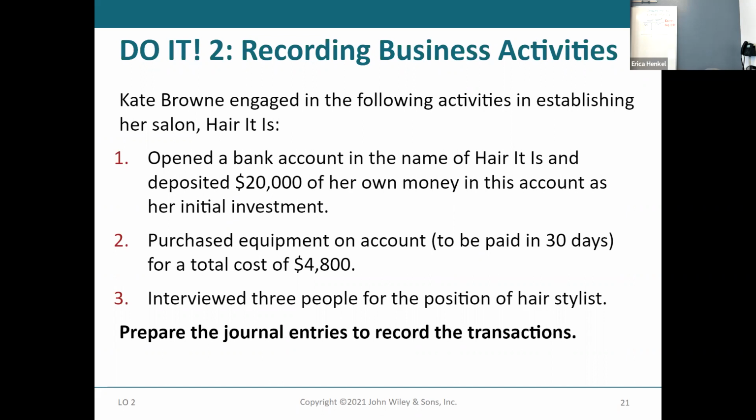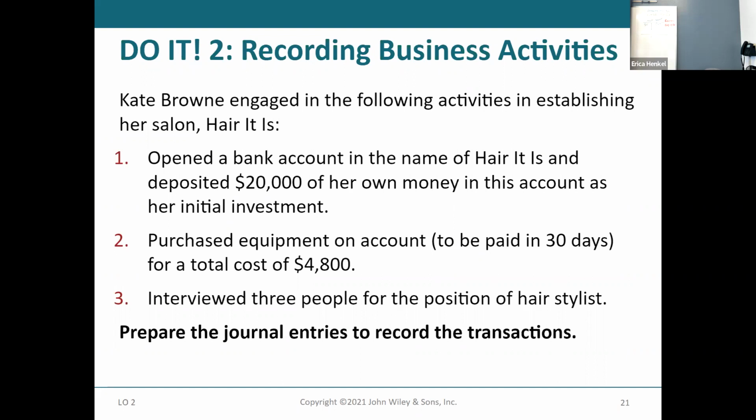All right, and then for number 2, we're purchasing equipment on account. So are we using cash here? We're not, right? That phrase on account tips us off that we're not paying cash out for this right now. We're going to owe somebody for this. And it says it's going to be paid in 30 days, so that tells us this is short term, and so it's not going to be a loan. Loans are typically longer term.